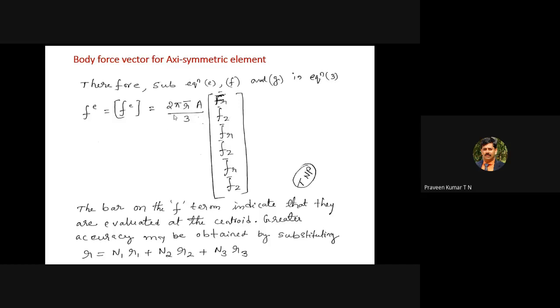The total volume self weight is distributed among 3 nodes, because it is a triangular element, there are 3 nodes. So imagine the total weight is 900 kg. Then 300 kg is acting on one node, another 300 kg on another node, and another 300 kg on the third node. So hence we have divided by 3.